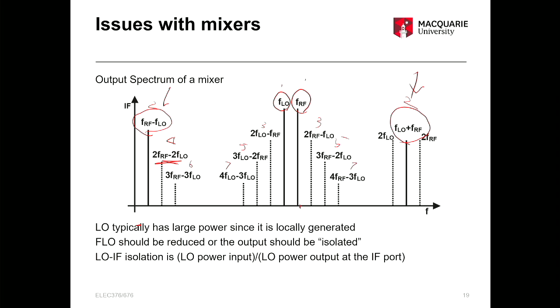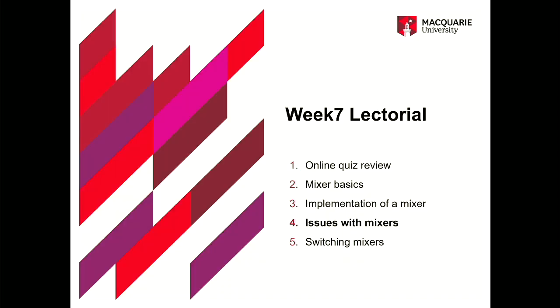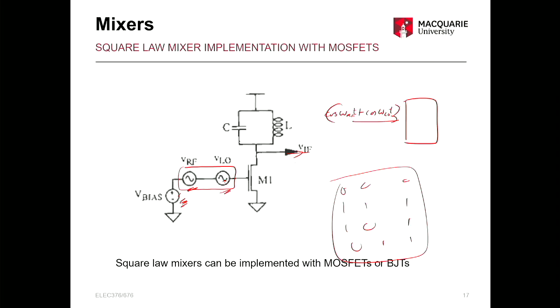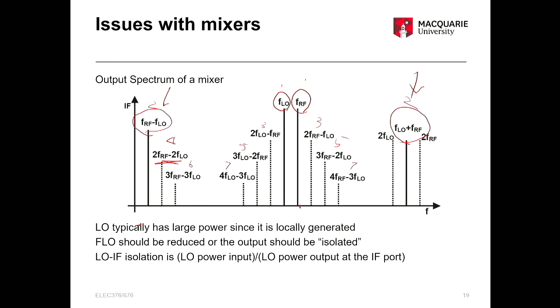Okay, another issue is the isolation. We will talk about isolation in the next class after the break, but you will see here the LO and RF are all connected together. There is a huge interaction between those two signals. And LO, as I mentioned, is quite strong compared to your RF signal. So you want the minimum interaction between LO and RF. That is an issue when you work with mixers.